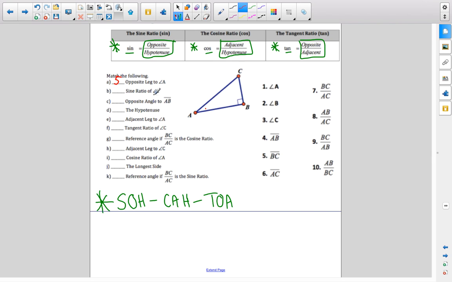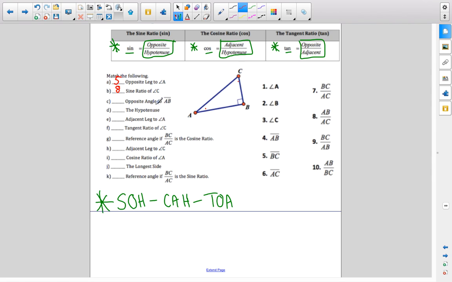The sine ratio of angle C. Okay, now the sine ratio again is opposite over hypotenuse. So let's see, from angle C, the opposite will be AB, and the hypotenuse is AC. AB over AC, and that looks like number 8 over here.